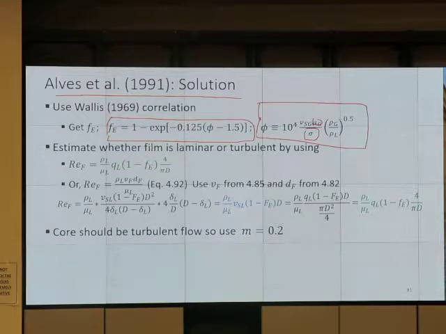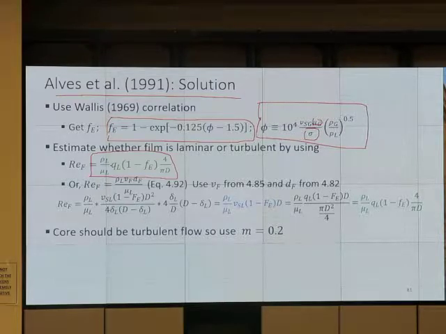Estimate whether the film is laminar or turbulent. How do we know that? We can use this formula. Where does that formula come from? Rho V d over mu. But instead of V, we substitute the expression for liquid velocity that we got earlier. And that is that formula.